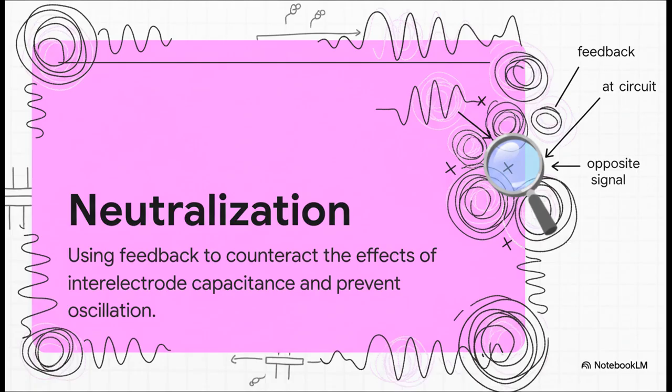So neutralization is a clever way to fix that. It's like putting a pair of noise-canceling headphones on the amplifier. It feeds back a tiny bit of the signal, but out of phase, to perfectly cancel out that unwanted oscillation. It's what keeps the amplifier stable and clean.